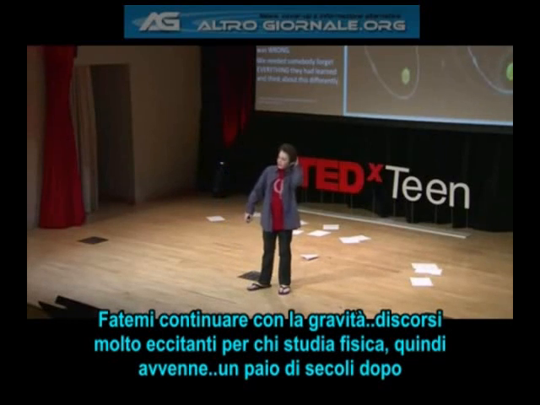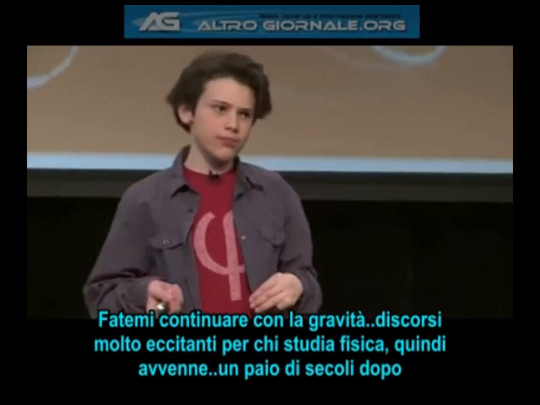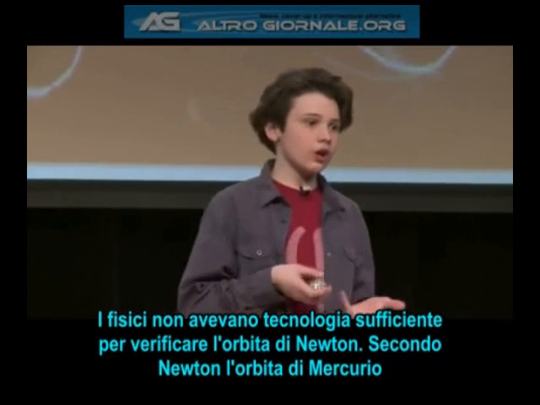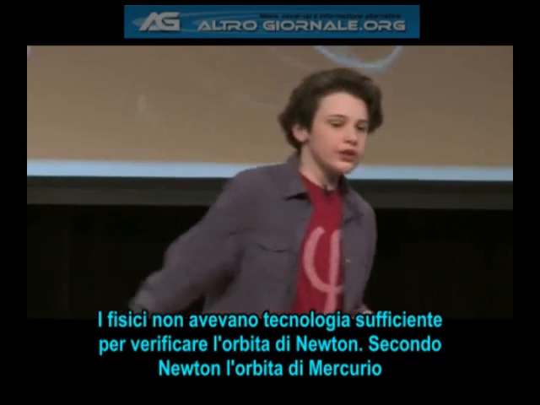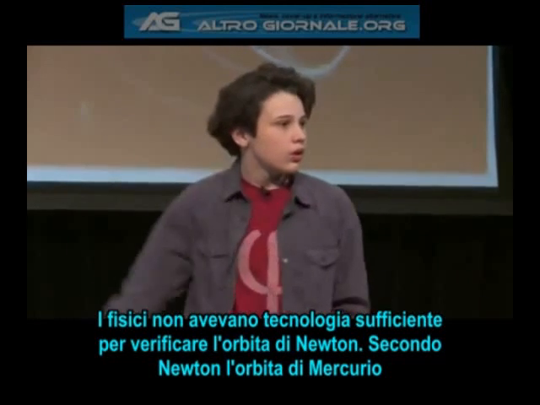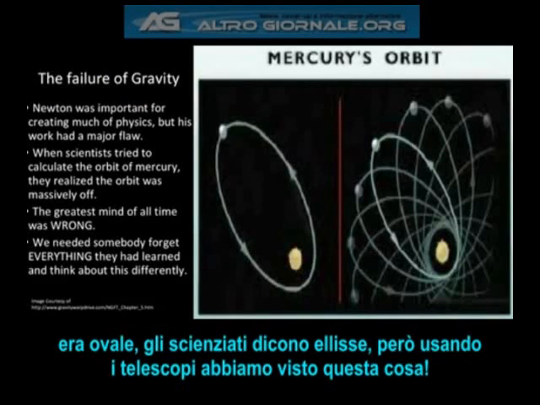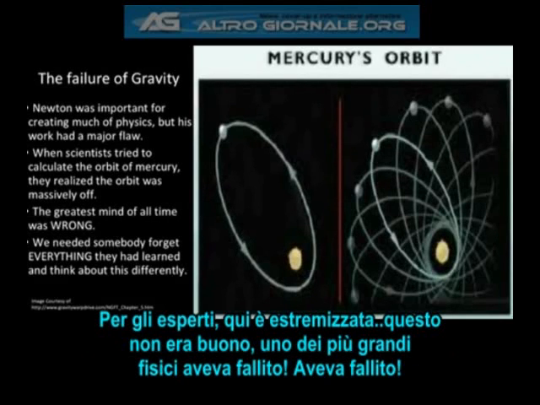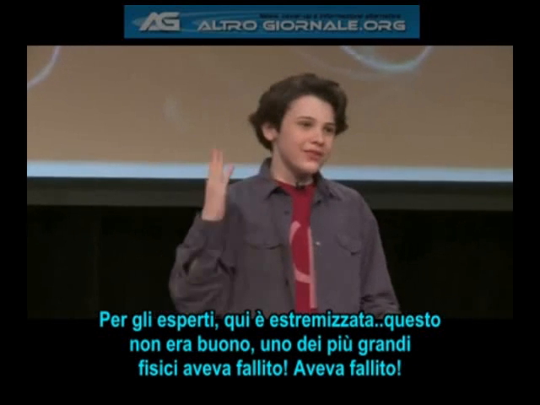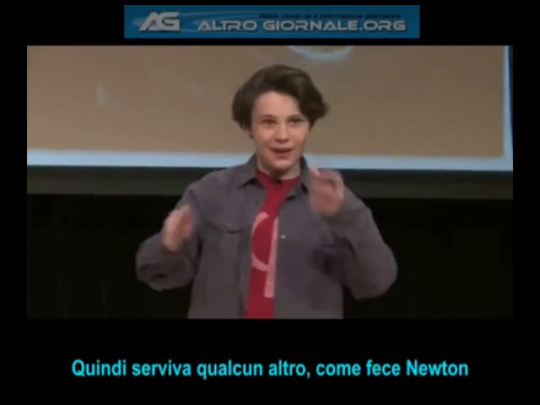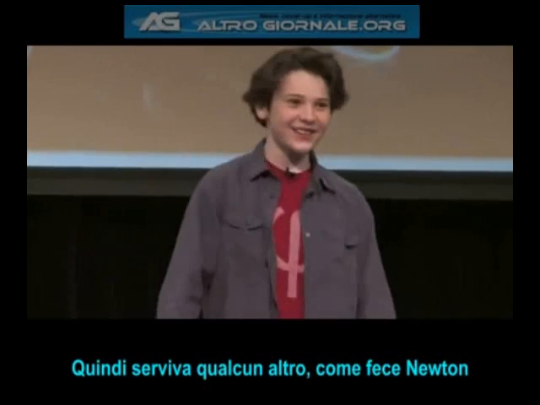Now, about a couple of centuries later, the physicists had enough experimental technology to test Newton's orbit. Newton predicted that the orbit of Mercury was an oval, or as scientists like to say, an ellipse. However, when we pointed our telescopes out, we saw that thing. For those of you who are scientists, that's extremely exaggerated, but okay. This was not looking good. Newton had failed. One of the greatest physicists of all minds had failed.